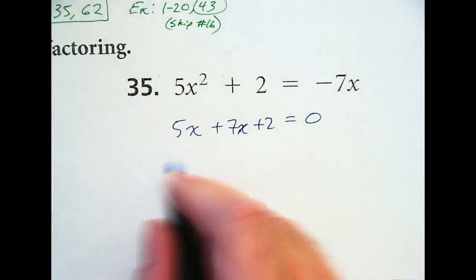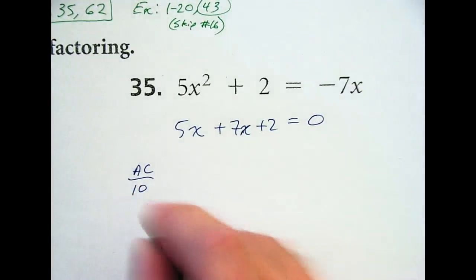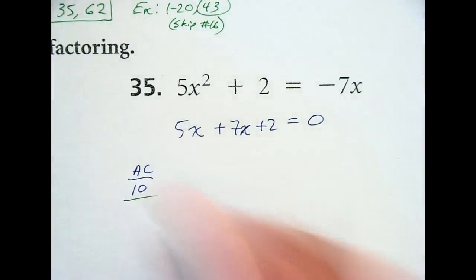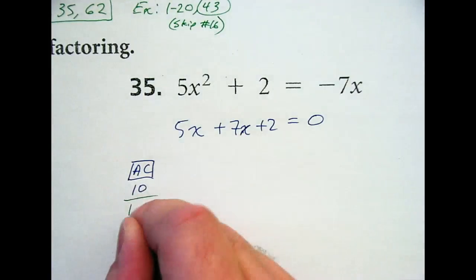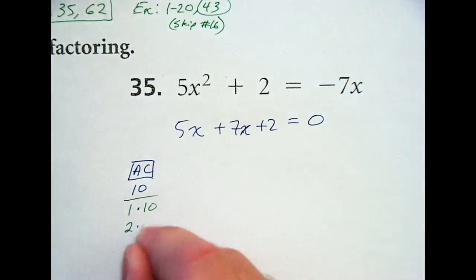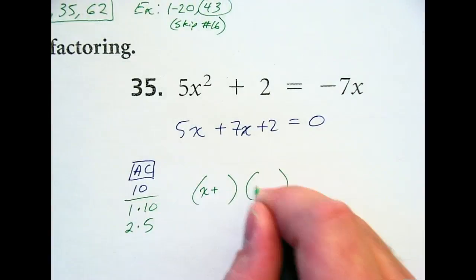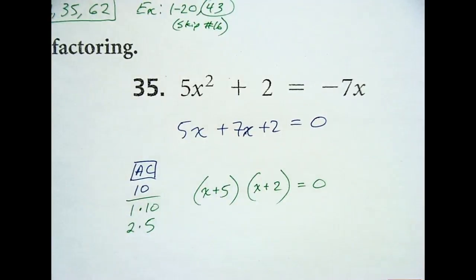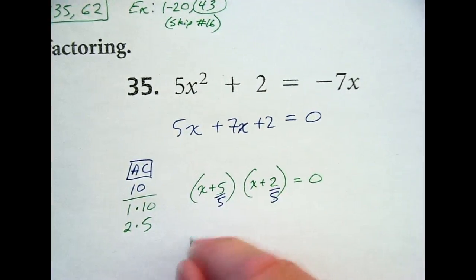Okay, standard form, can't reduce. So a times c is 10. 1 times 10, trying to add to 7, so 2 and 5. Both plus. Divide by your a term. Don't forget to divide by a. If you keep forgetting that, make sure that you make yourself a note. Reduce.